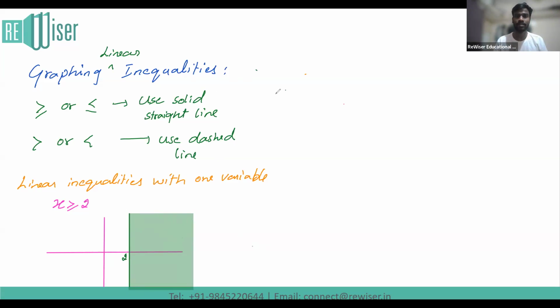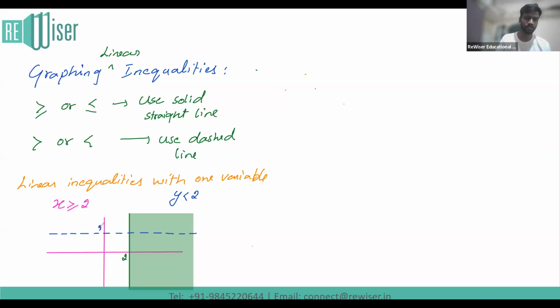And next, if I have y is less than 2. Whenever we have y equals some constant, that's going to be a horizontal line passing through 2. And since it's less than, it has to be a dashed line.